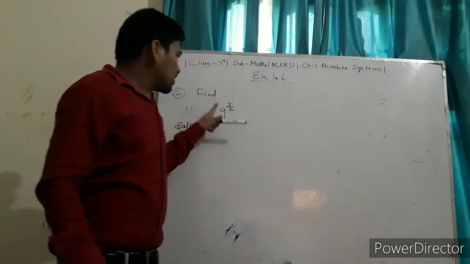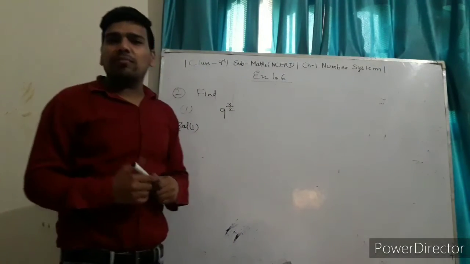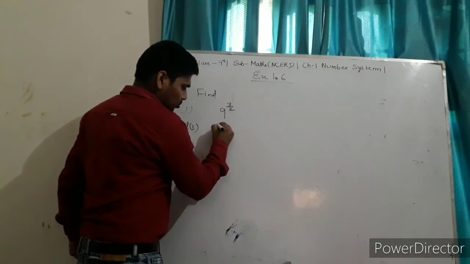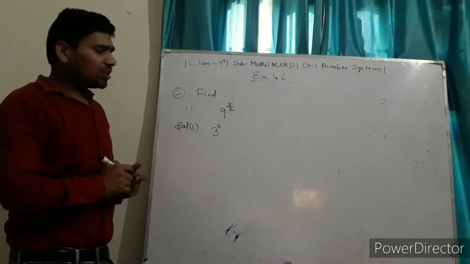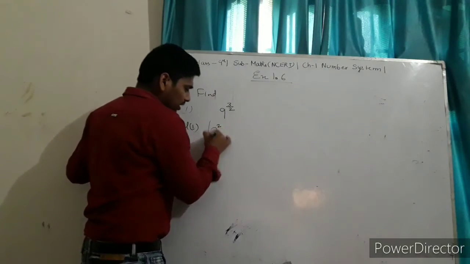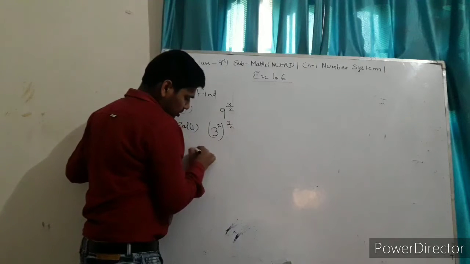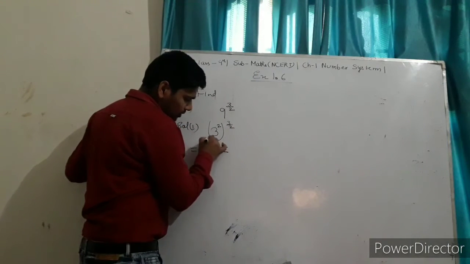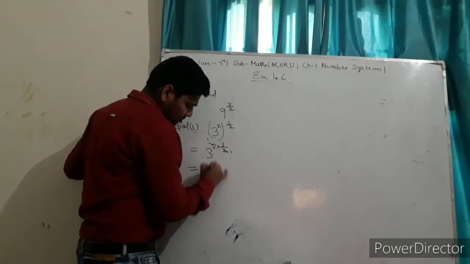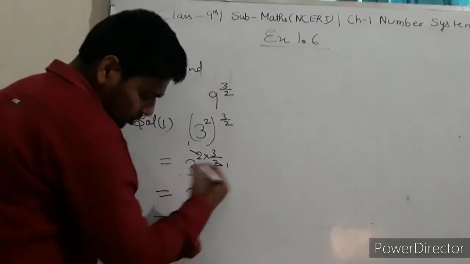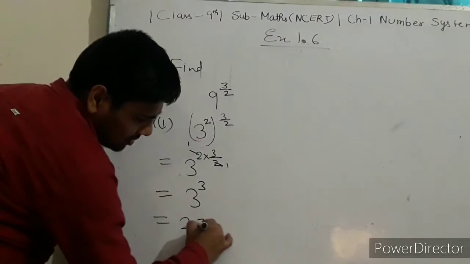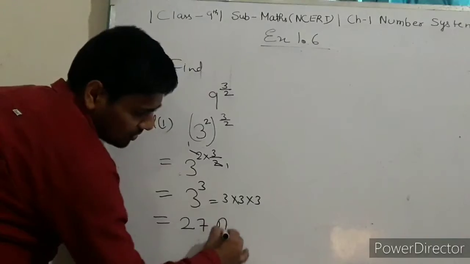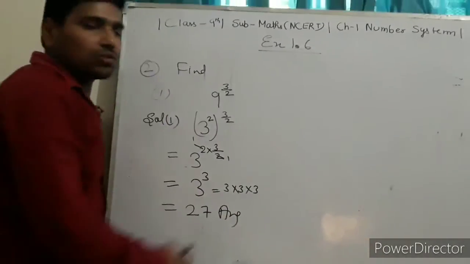Okay, students. Again, you have to find 9 raised to power 3 upon 2. So what to do? This 9 can be written as 3 raised to power 2, raised to power 3 by 2. So this can be written as 3 raised to power 2 into 3 by 2. The 2 cancels with the 2, so this remains 3 raised to power 3. 3 raised to power 3 is 3 into 3 into 3, equal to 27. So the result is 27.